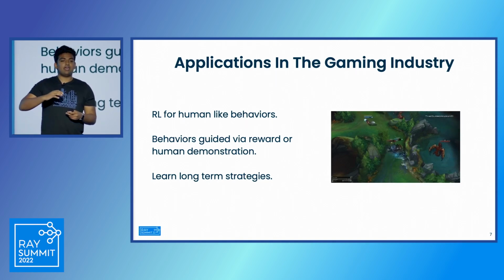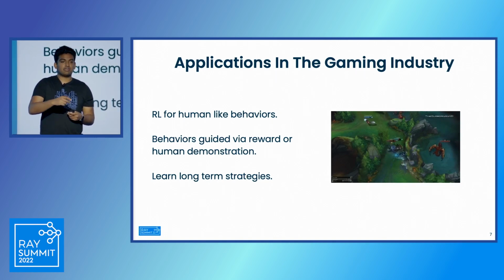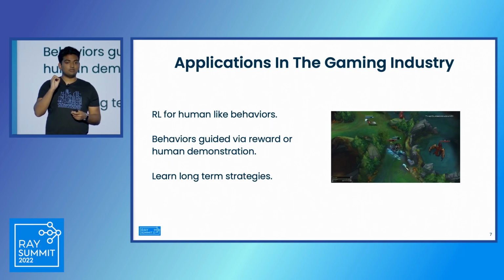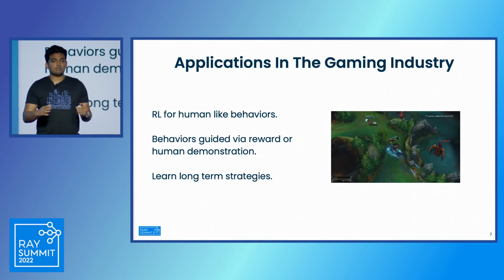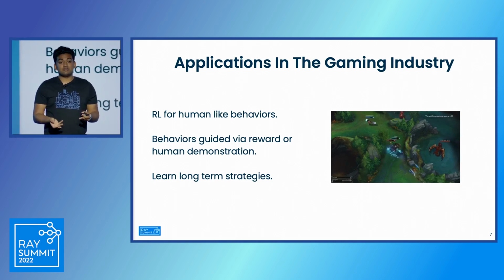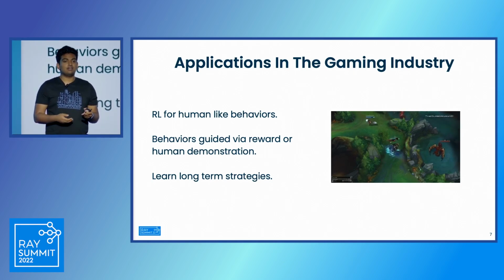They can say, hey, if you're an agent who's playing the game, you get a reward at the end of playing the game of 1 if you win the game. And you get a reward of 0 if you lose the game. And then using reinforcement learning algorithms, they can train these bots in such a way that they learn long-term strategies that are human-like. And maybe if they're doing QA, it can potentially exploit behaviors in the game that were unintended.